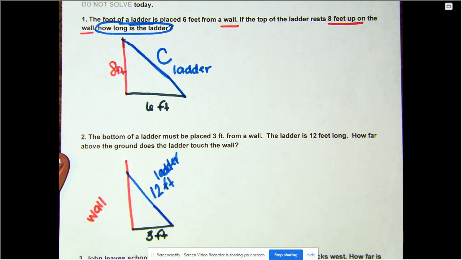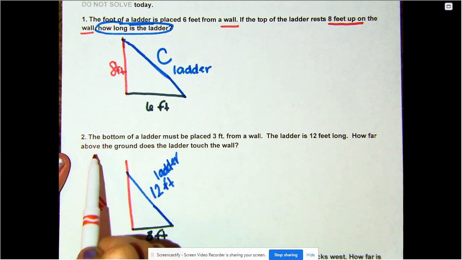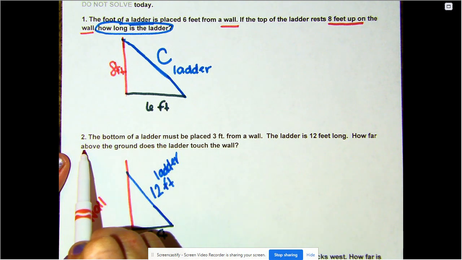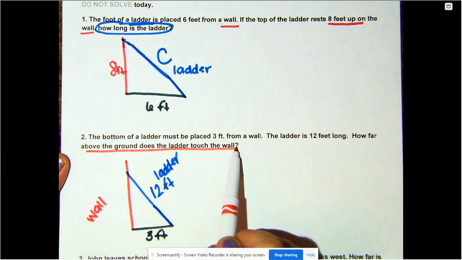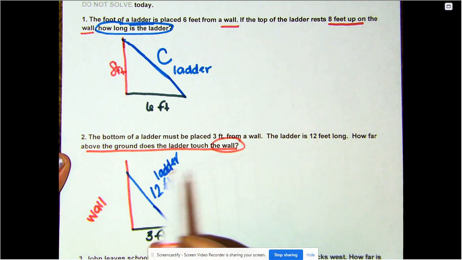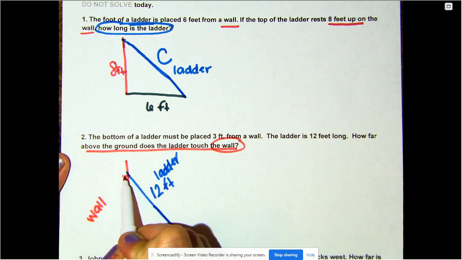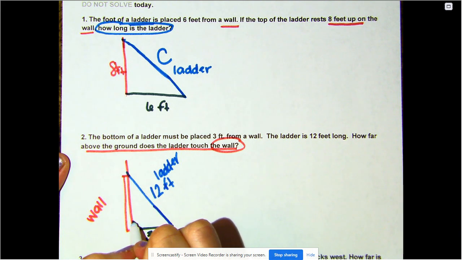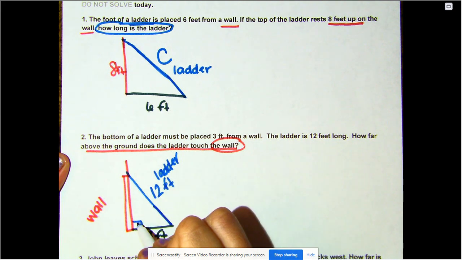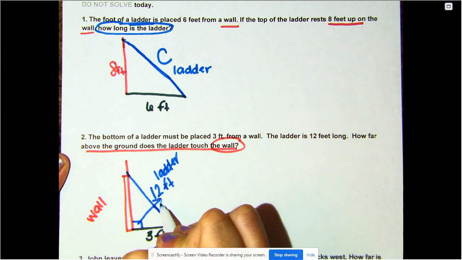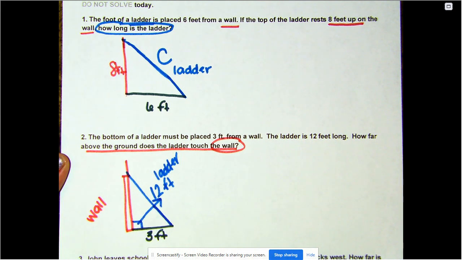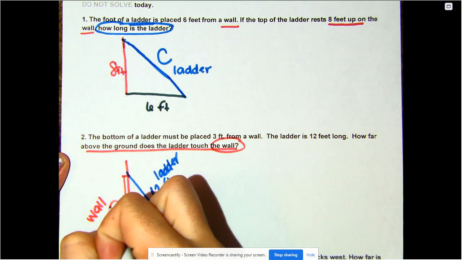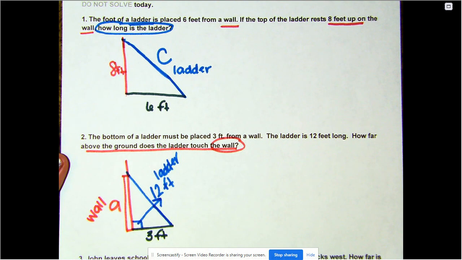Now let's dive into our question. How far above the ground does the ladder touch the wall? The part that's missing is this piece here, the wall piece. Remembering that in a right triangle, the C, which is your hypotenuse, is always across from your right angle. So this side has to be C, which means that a leg is missing. Either A or B is missing in this triangle.